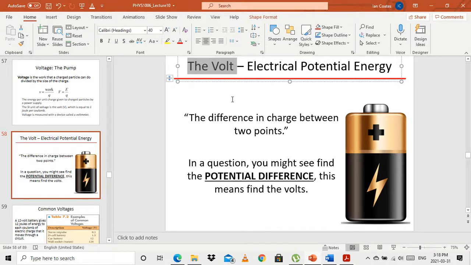Actually, I guess I will do it right now. The battery is the volt and electric potential energy. Battery, electric potential energy, volt, all kind of mean the same thing. The difference in charge between the two points, the top of the waterfall, bottom of the waterfall. So in a question, you might see, find the potential difference. This means find the volts.